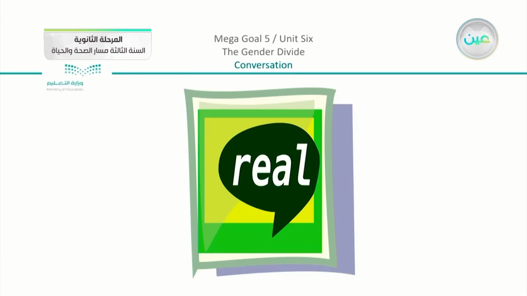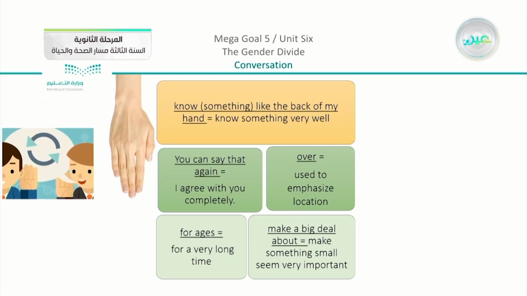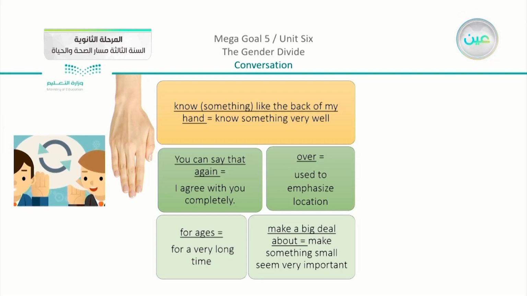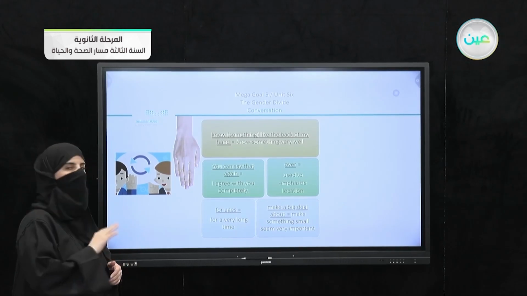Now, the most important part that we have here is basically about the real talk. Now, we have interesting phrases in the real talk. First, when you say that you know something like the back of my hand, it means actually to know something very well. So when I say that I know something very well as the back of my hand, I have something that is very clear, or I know it very well. We have the other picture here. You can say that again. Now, if someone says something to me and I reply, you can say that again, it actually means that I agree with you completely.